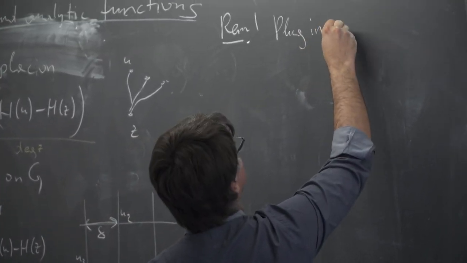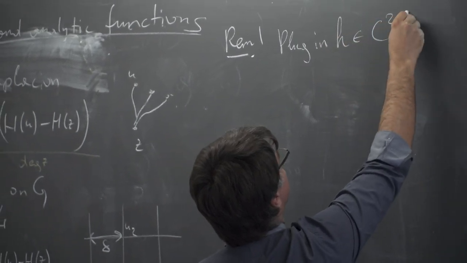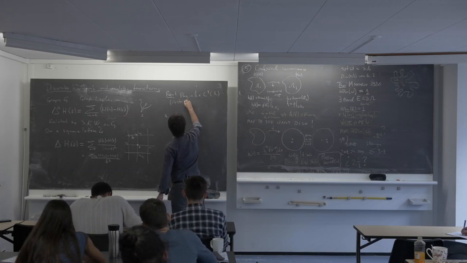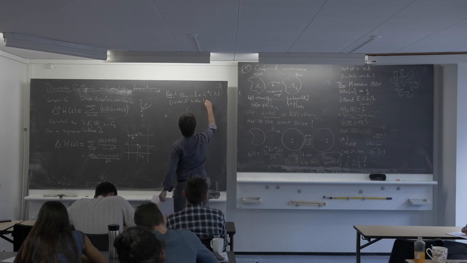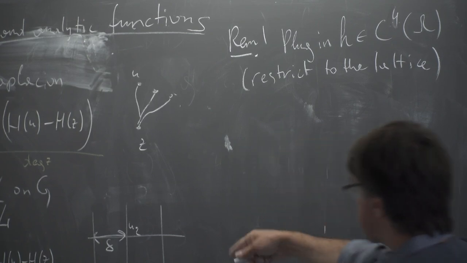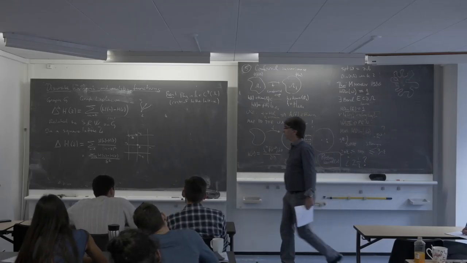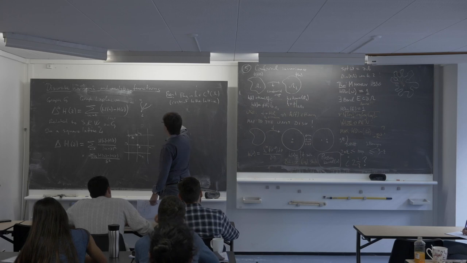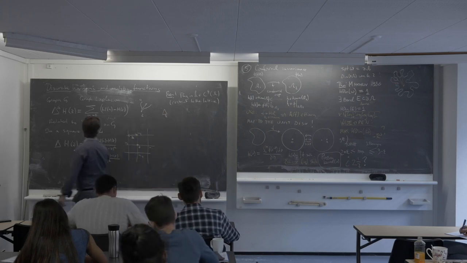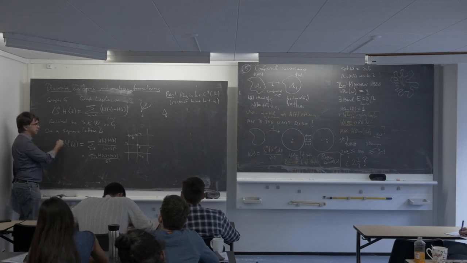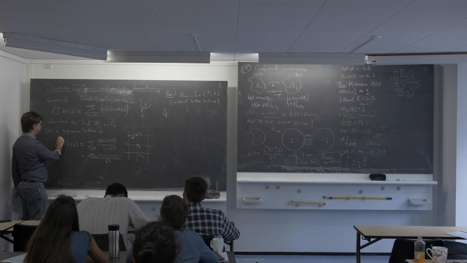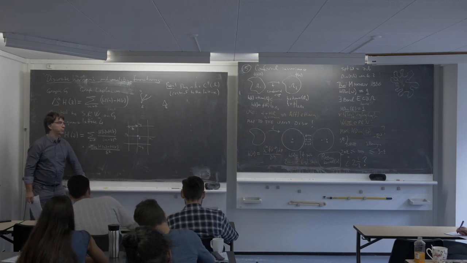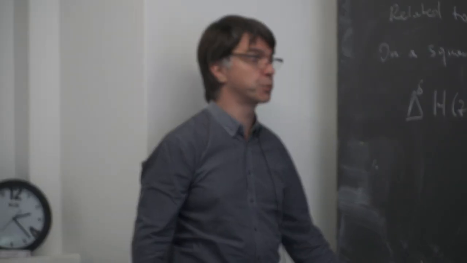plug in a function h, which is C2 in some domain omega. So let's better do C4. So we just restrict it to the lattice. And the lattice has mesh delta, which is very, very small. So what do we get? I want to somehow emphasize that it happens on a lattice, so let me put the number delta, because some people don't divide by delta squared. And we do divide by delta squared because we want to have something which is close to the usual Laplacian. So that's the main reason.